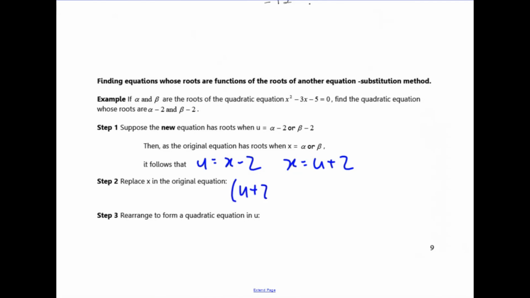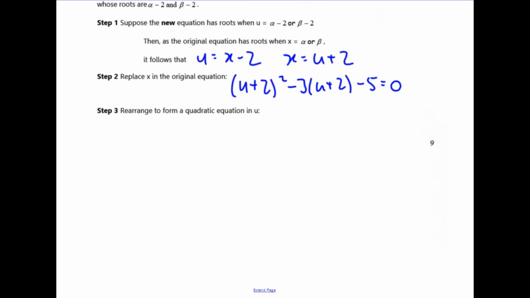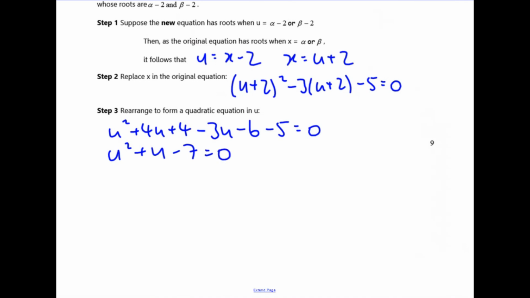We put this into the original equation, so u plus 2 squared minus 3 times u plus 2 minus 5. I can expand and simplify this to get the quadratic equation. So u squared plus 4u plus 4 minus 3u minus 6 minus 5. U squared, 4u minus 3u gives you plus u. 4 minus 6 minus 5 gives you minus 7. That's the same equation as we had earlier. Put this into practice now.